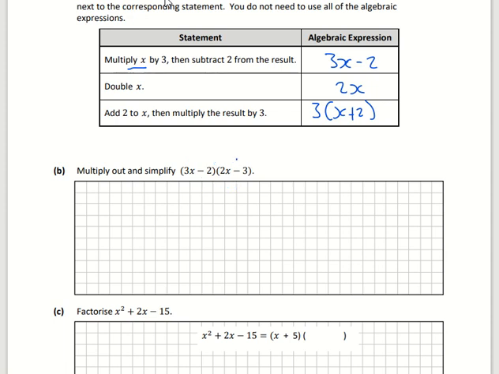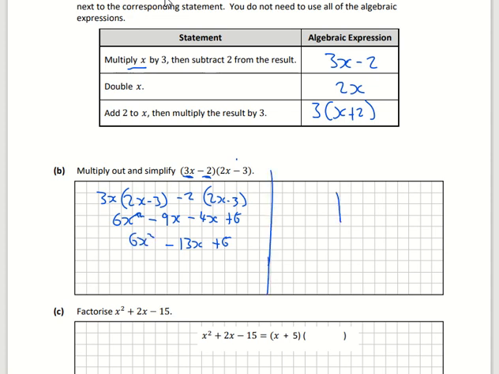One way you can do it is to write down the second bracket twice, so 2x minus 3, 2x minus 3 like that, and split up the first bracket into the 3x and the minus 2, and then multiply things out. So 3x times 2x is 6x squared, 3x times minus 3 is minus 9x, minus 2 times 2x is minus 4x, and minus 2 times minus 3 is plus 6. And then minus 9x minus 4x in the middle is minus 13x. Plus 6 is still there, and the 6x squared is still there, and that's the final answer.